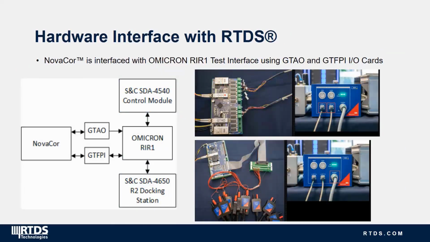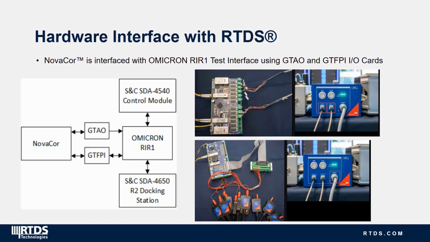This slide here shows the hardware interface between the IntelliRupter and the RTDS simulator. Recall that we're going to be simulating the distribution network on the RTDS by using the NovaCore chassis. And then what we'd like to do is interface this simulated distribution system with the IntelliRupter controls. In order to do this, we not only need to use the Omicron RI-R1 IntelliRupter test interface, but we also need to use the input and output cards from the RTDS simulator.